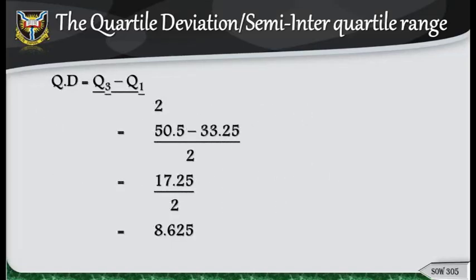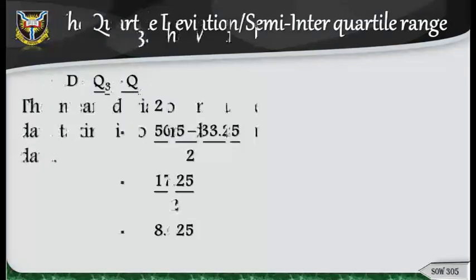Q.D. is equal to Q3 minus Q1 divided by 2, equals 50.5 minus 33.25, which is 17.25, divided by 2, equals 8.625.